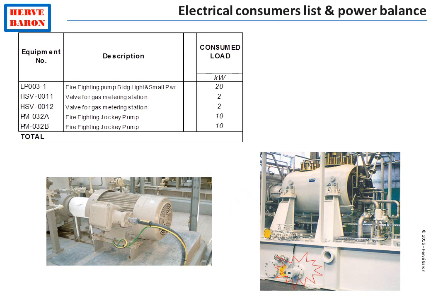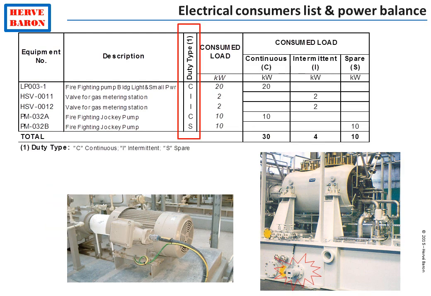Not all consumers operate at the same time. Therefore, to estimate the overall plant power consumption, one must take into account the type of operation, whether it is continuous or intermittent. This is done by identifying in the electrical consumers list the type of duty. Is it continuous, intermittent, or spare? A spare equipment, for instance, operates only when another one is not operating.